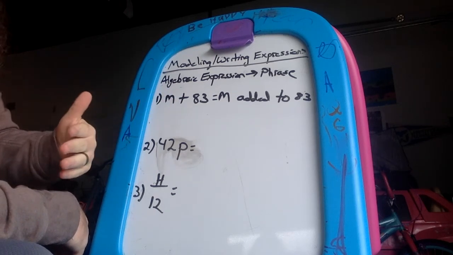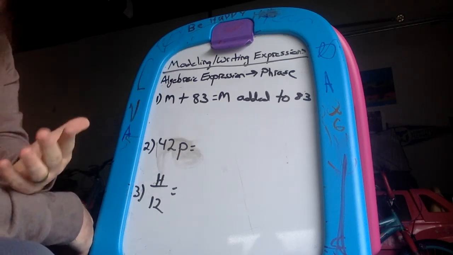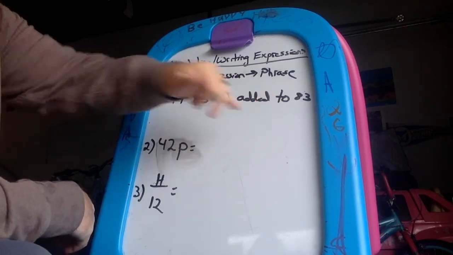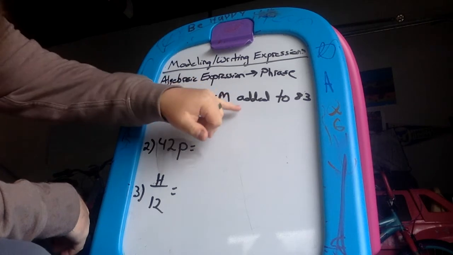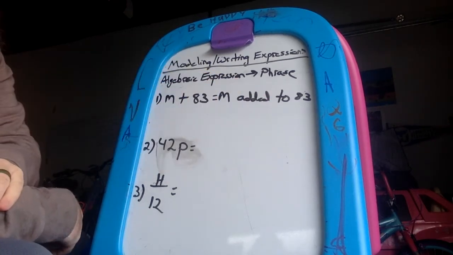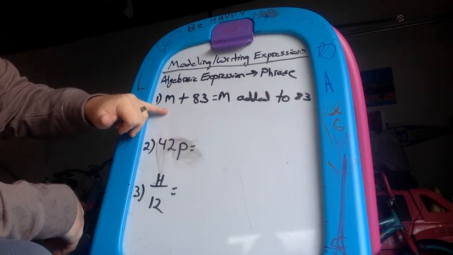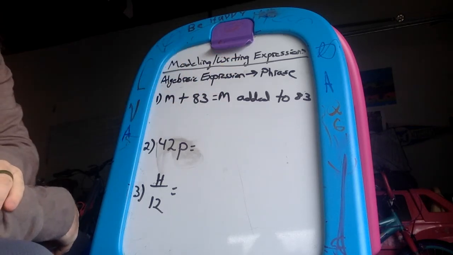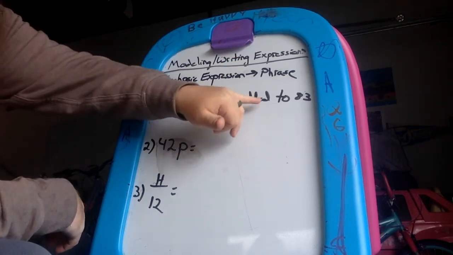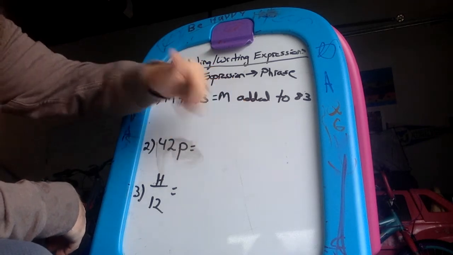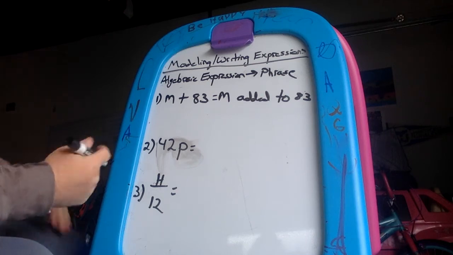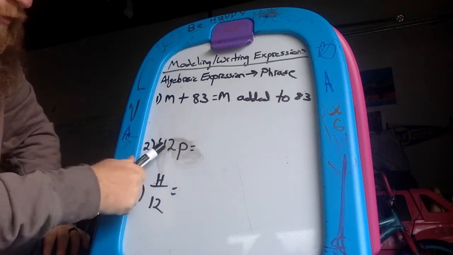And as you're writing, again, it has to make sense as you're saying it too. So think about that as you're putting it, right? So m added to 83. m more than 83, right? Those are all ones that apply to taking the expression and then converting it to a phrase. m added to 83, m more than 83, m increased by 83. Moving on to the next one, right?